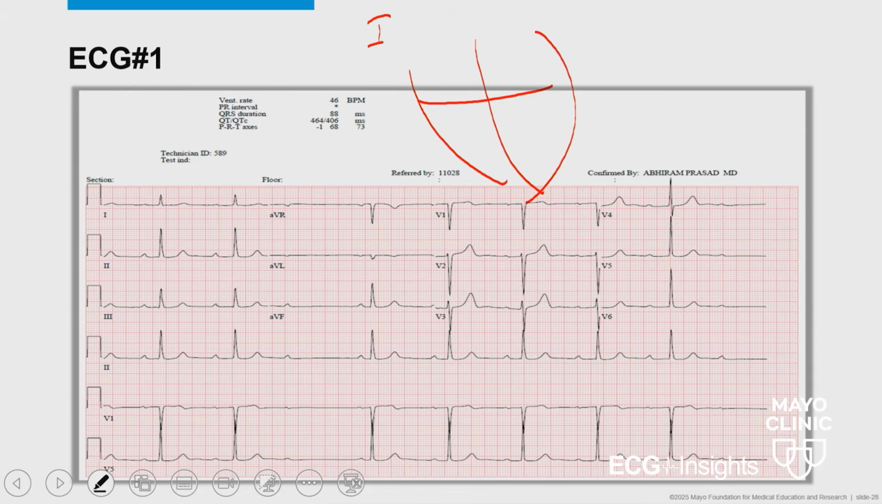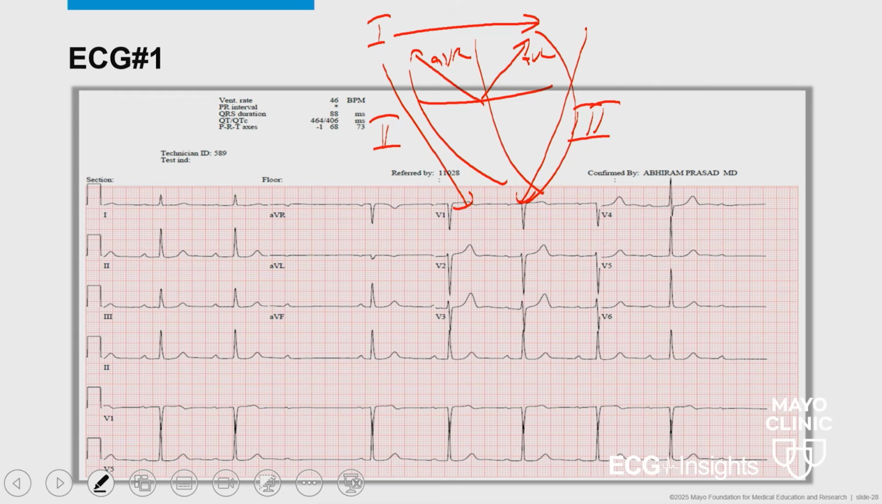For example, lead 1 goes from the right arm to the left arm. Lead 2 goes from the right arm to the leg. Lead 3 goes from the left arm to the leg. Then we have these augmented leads, aVR, aVL, and aVF, which go to the right arm, left arm, and the foot, respectively. Then we have a set of precordial leads, starting in the right fourth intercostal space, all the way across the chest to the apex of the heart, which is V6, and the heart is usually a little more leftward than what I've drawn here.